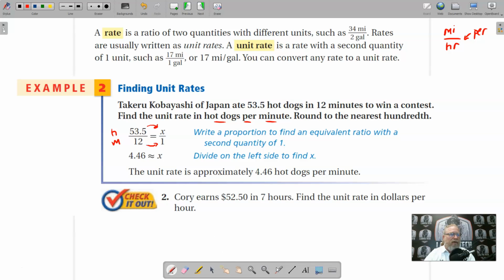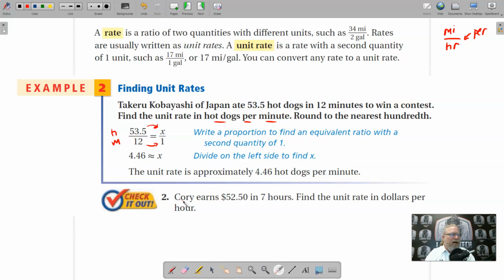So you're going to find out that whenever you do unit rates, if you divide the numerator by the denominator, it's going to give you the value of your new numerator, and the new denominator is always going to be 1, so it's going to turn into a unit rate. So with that said, 53.5 divided by 12 is approximately 4.46. Note here they ask us to round to the nearest hundredth. So the unit rate is approximately 4.46 hot dogs per minute.